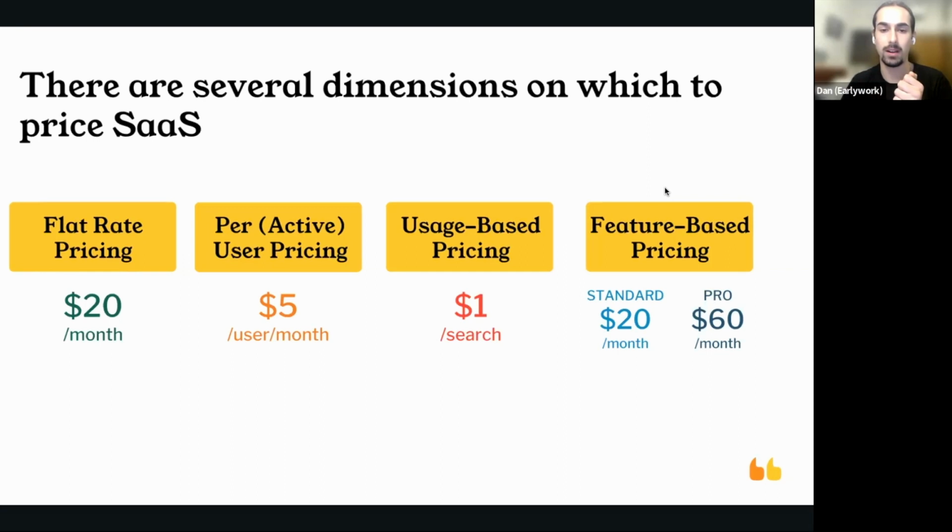So if you think about flat rate pricing, pretty simple. You've got, say, $20 a month. That's how much the product costs. However many users or whatever features, it's just one fee. And this is a very simple model. You often see it for smaller applications.